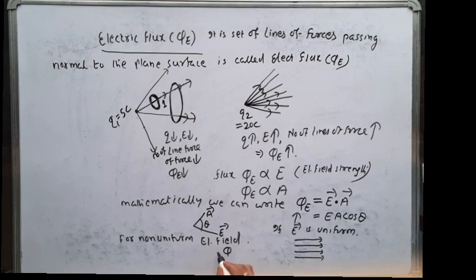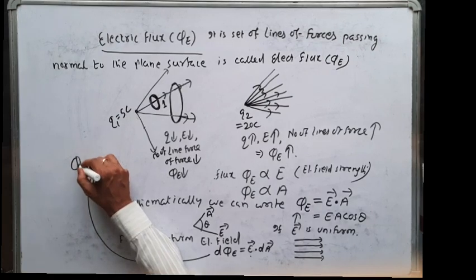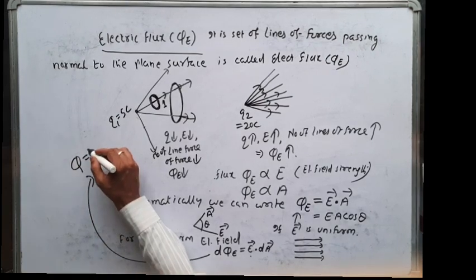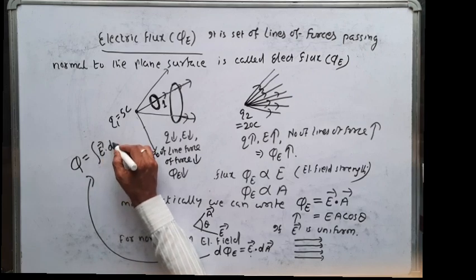Here first you have to calculate the small electric flux in a small area, that is dA. In the small area we can assume the electric field intensity is constant. So for small area dA vector, the flux passing is very small, that is d phi e. Then total flux phi is equal to what? The integration of E dot dA.